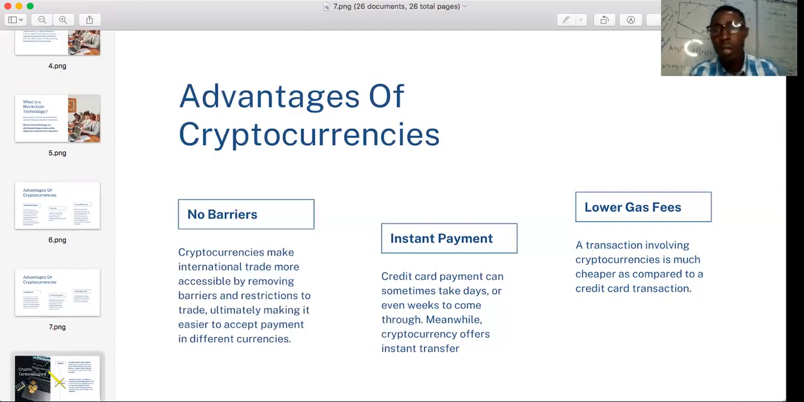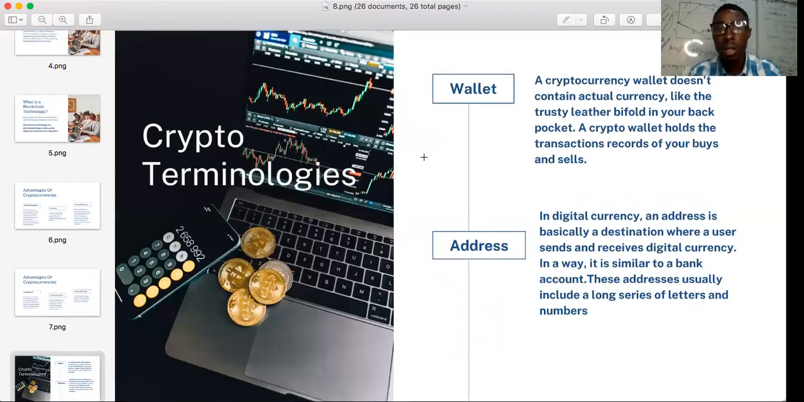Now let's look at some of the crypto terminology. Number one terminology I'm going to consider is called the wallet. A cryptocurrency wallet does not contain actual currency like the cash you have in your bank or pocket. A crypto wallet holds the transaction record of your buy and sell.